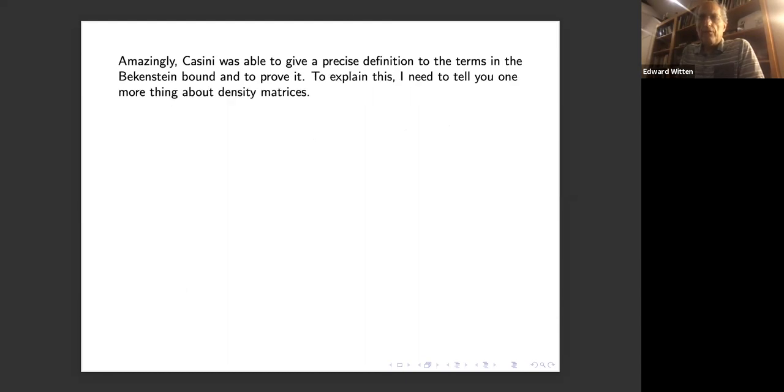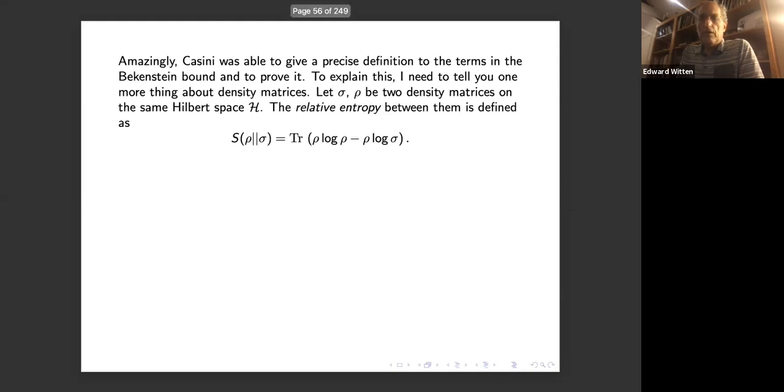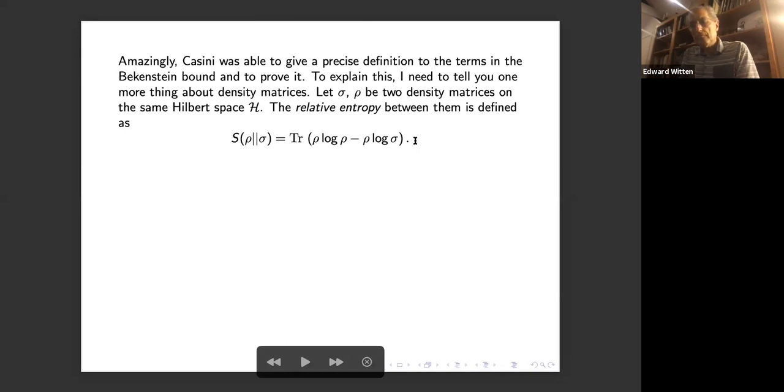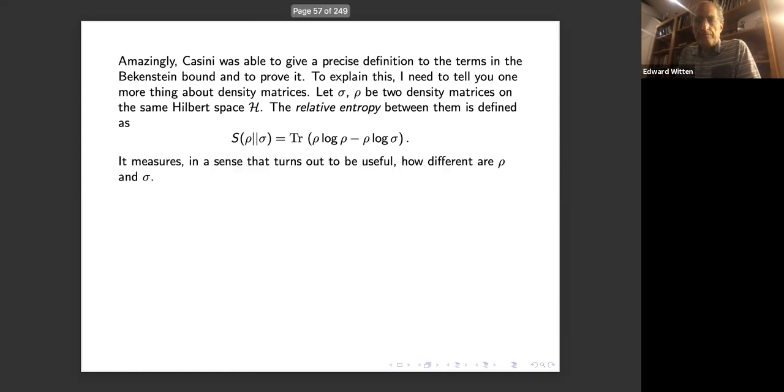To explain this, I need to tell you one more thing about density matrices. Let sigma and rho be two density matrices on the same Hilbert space H. The relative entropy between them is defined by this formula, the trace of rho log rho minus rho log sigma. Now, if I had more time, but it really would take at least half a lecture, I'd try to explain what motivated that definition. But for today, we're only going to need one or two facts about it, of which the one we need for Casini's result, I'll sketch a proof on this page.